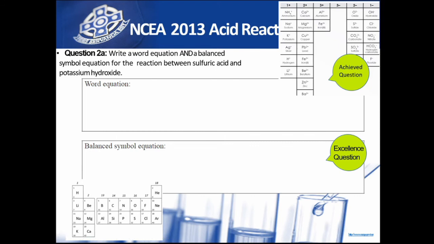Write a word equation and a balanced symbol equation for the reaction between sulfuric acid and potassium hydroxide. Sulfuric acid, you should know this, H2SO4. So first the word equation. Sulfuric acid plus potassium hydroxide. Please ignore my spelling.